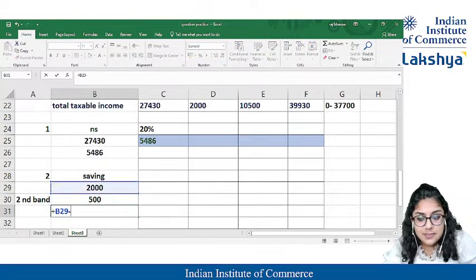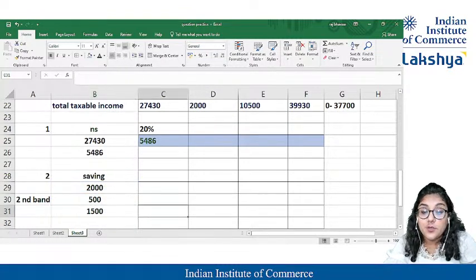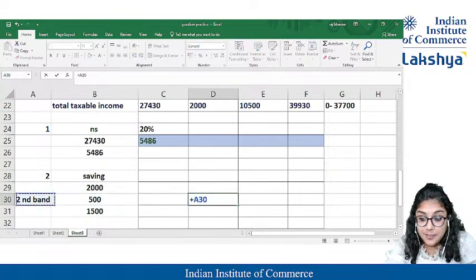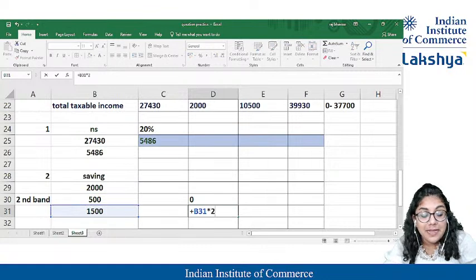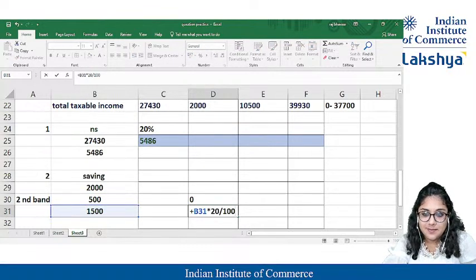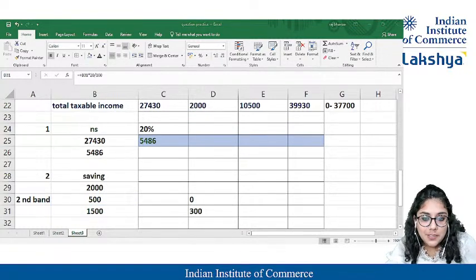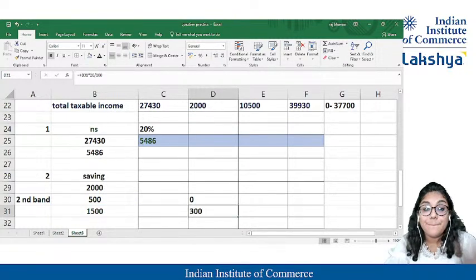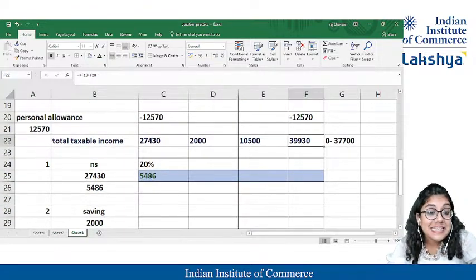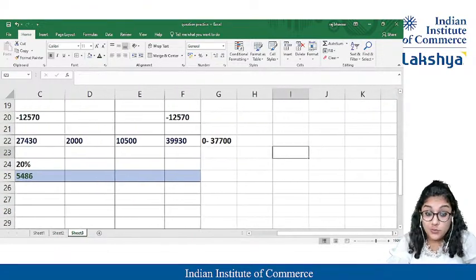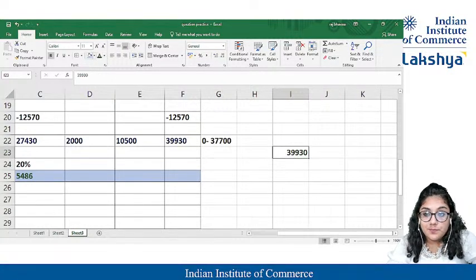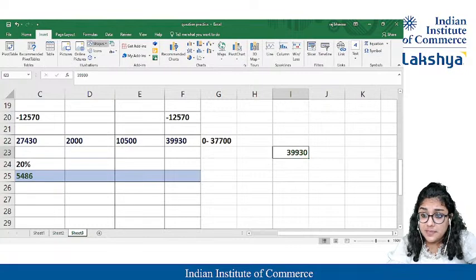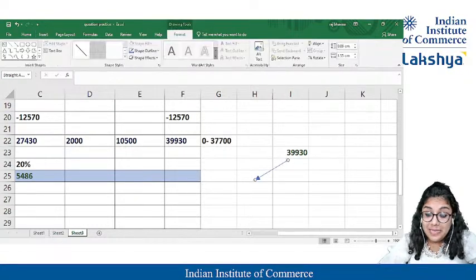For the next, how much is it? It is 1,500. So for 500 it is 0%, and for 1,500 it will again be the same rate as what? Is it 20% or 40%? It's 20%, because if you take the total of 39,930, that is something I wanted to show you all. This becomes important, as people make mistakes here.